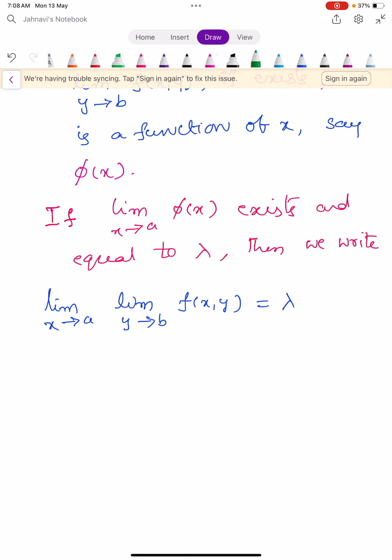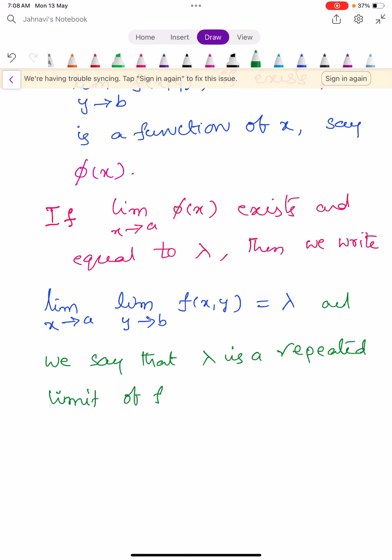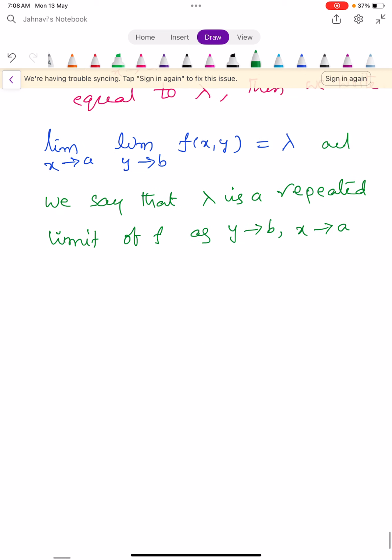And also here we say that lambda is a repeated limit of f as y tends to b and x tends to a. This is known as a repeated limit.